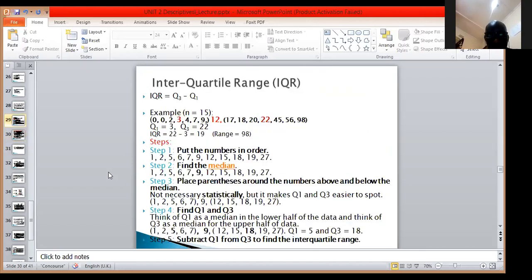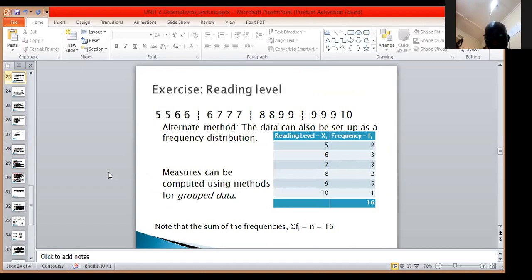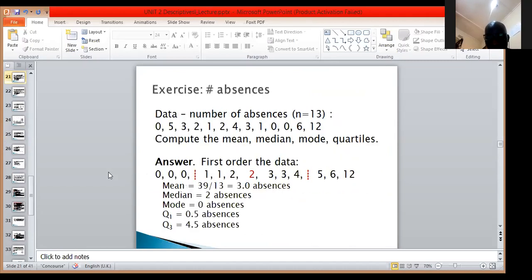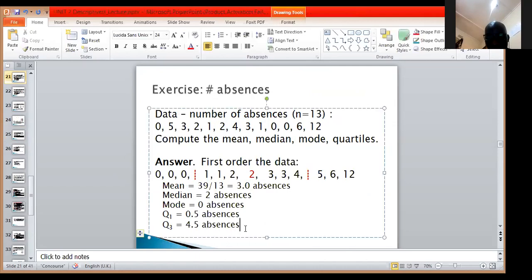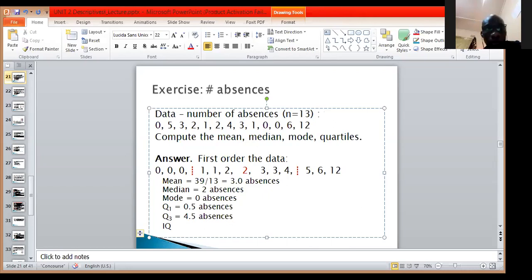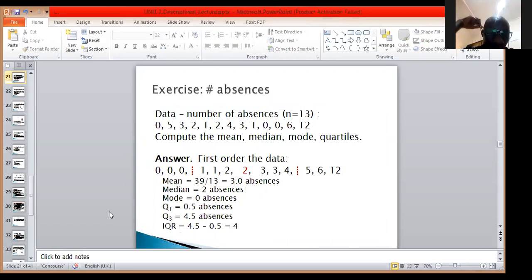So if we look at our previous demonstration, we found the lower quartile was 0.5 and the upper quartile is 4.5. So our interquartile range then will be 4.5 minus 0.5, which should give us 4. So our interquartile range is 4. Okay, so that's how we calculate interquartile range.